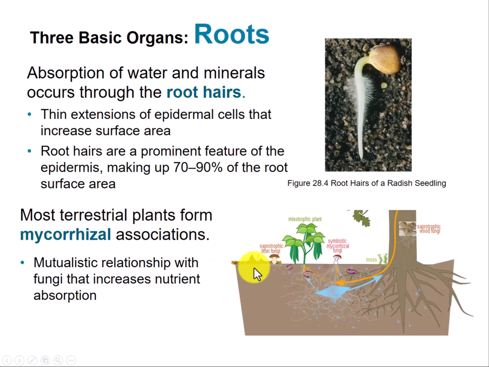So here is that mycorrhizal association that I just mentioned. Also, we can see this main root, and whether fibrous or taproot, you're going to have all these nice root hairs, which also increase the surface area of the plant by 70 to 90%. So those root hairs are a prominent feature, encompassing 70 to 90% of the root surface.